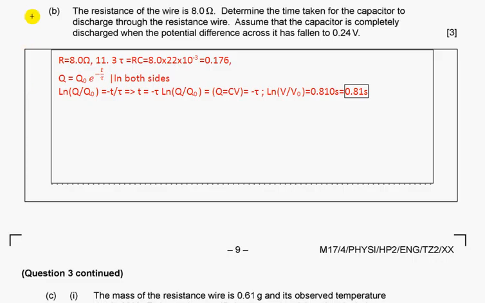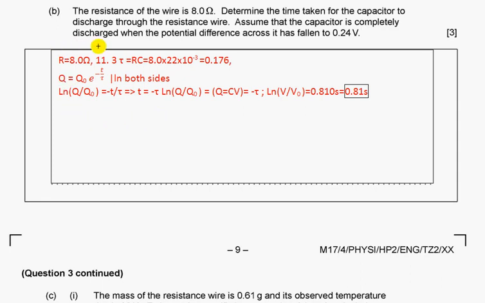The resistance of the wire is so much. Determine the time taken for the capacitor to discharge through the resistive wire. Assume that the capacitor is completely discharged when the potential difference across it has fallen to 0.24. So we assume that it is discharged. And what is given? Resistance.